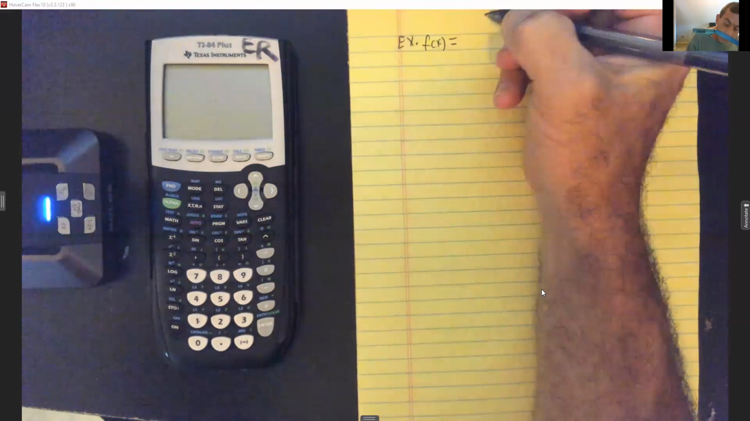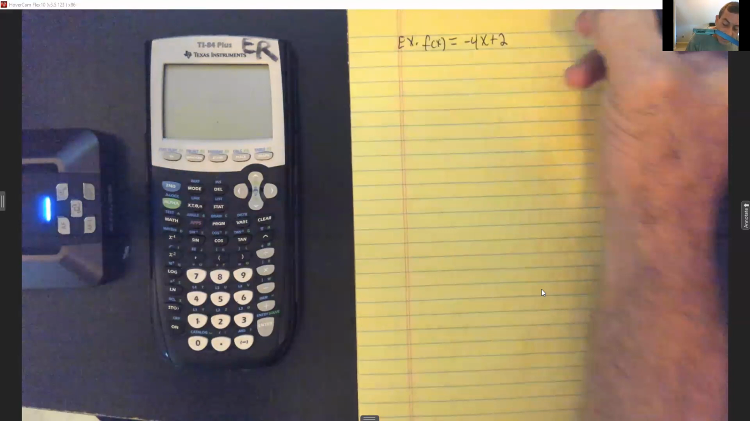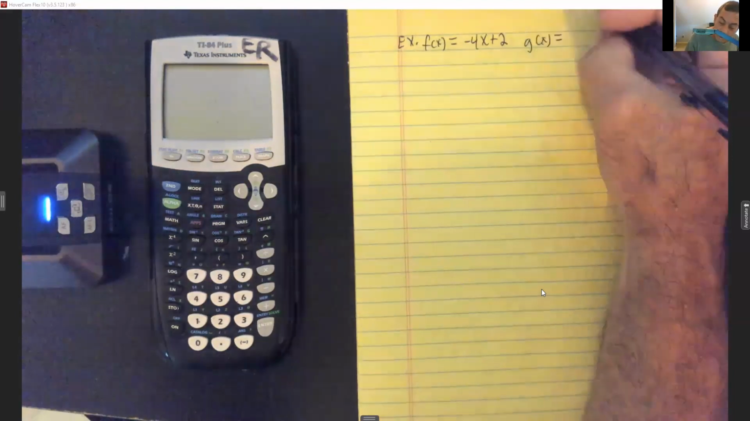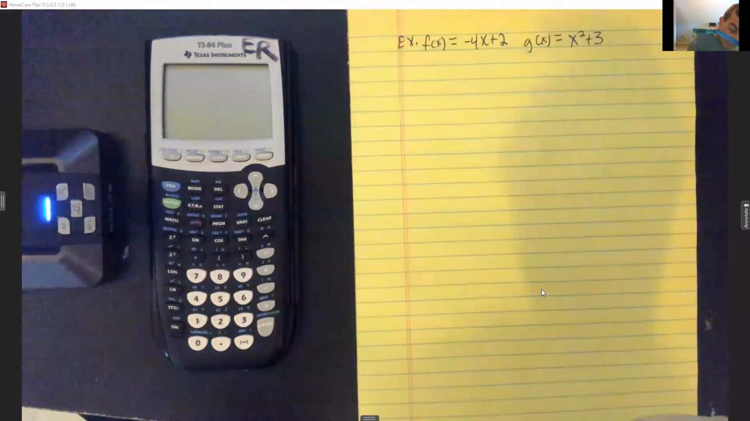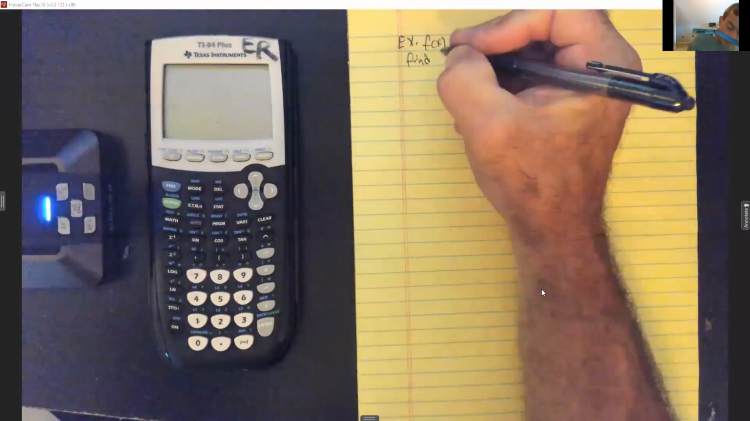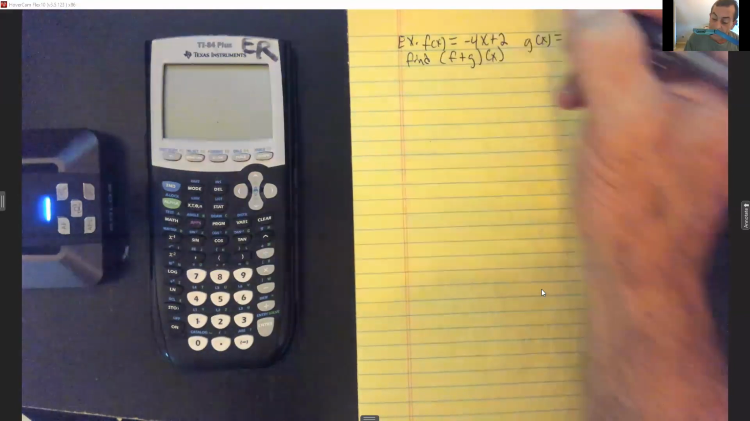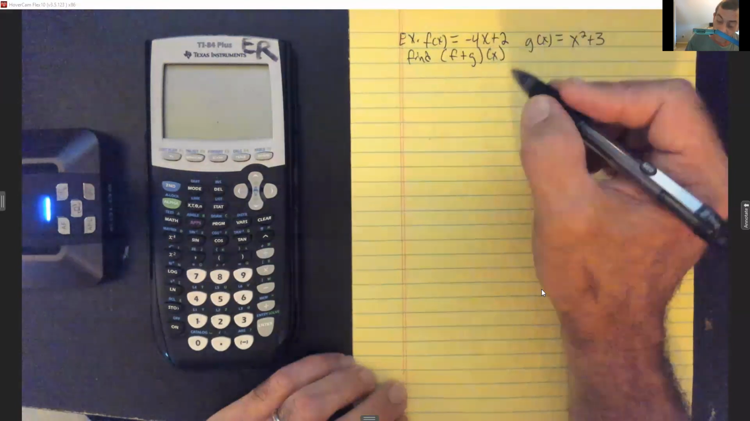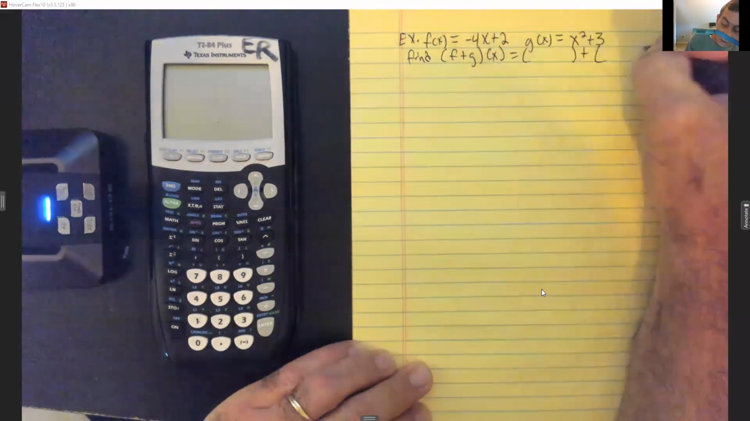F of x is going to equal negative 4x plus 2. G of x will equal x squared plus 3. They want me to find f plus g of x. So it looks like they're starting to get back into just putting a variable here instead of numbers, okay? So f plus g of x will equal my f of x plus my g of x.